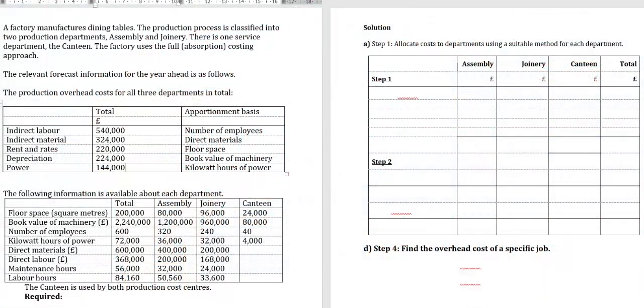Hello everybody, in this video I would like to answer a question about the full absorption costing approach, or what we call the traditional approach. Let's read the question together.